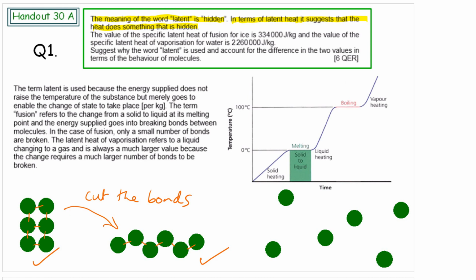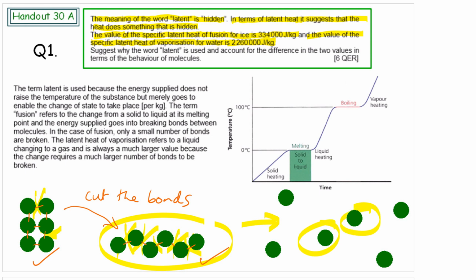Now, the value for the specific latent heat of fusion for ice is this value. That's quite small because we're only cutting a couple of the bonds, whereas the value for the specific latent heat of vaporization of water is much, much, much bigger. And that is because if you want to go from a liquid to a gas, you've got to snip all of those bonds. All of those gas particles, they're free now. There are no bonds between them. So that takes a lot more energy.